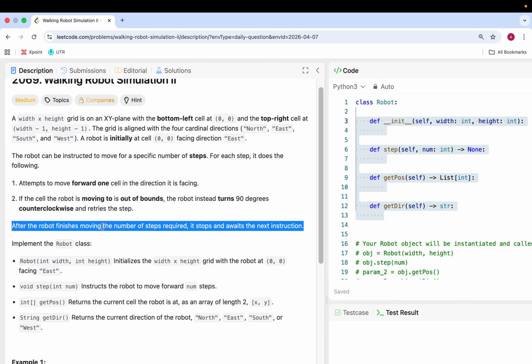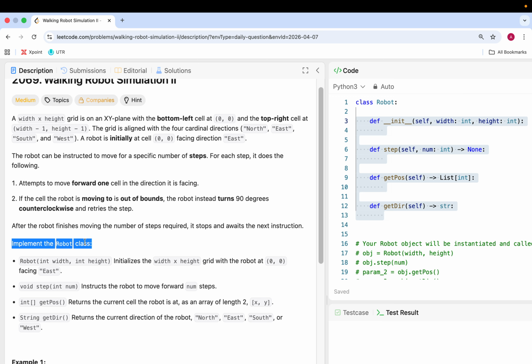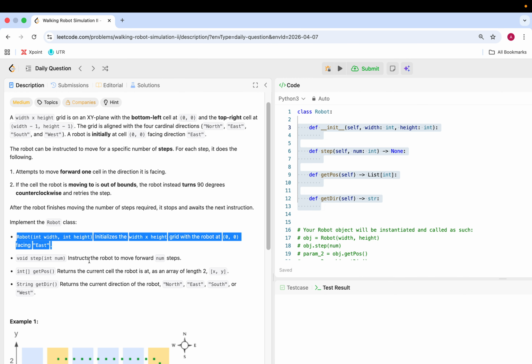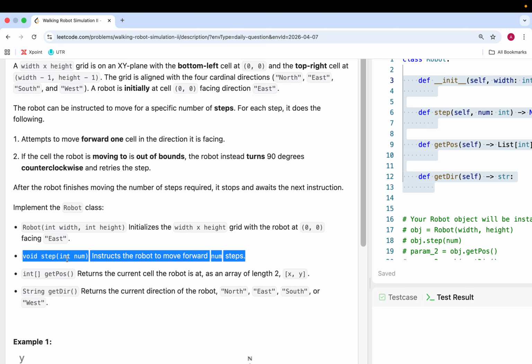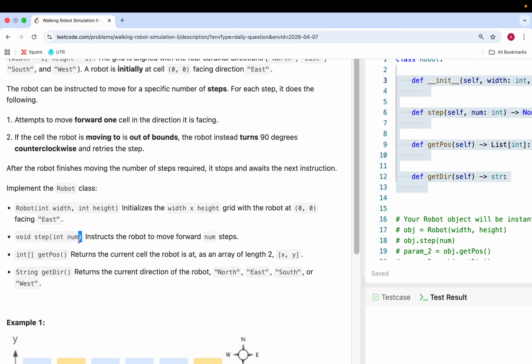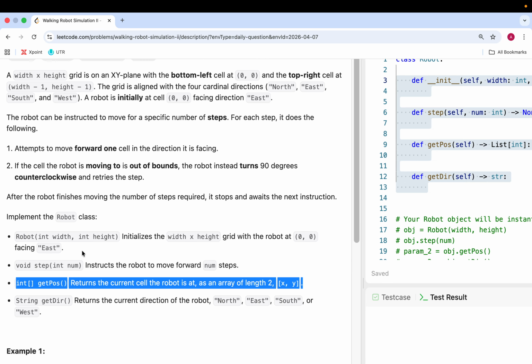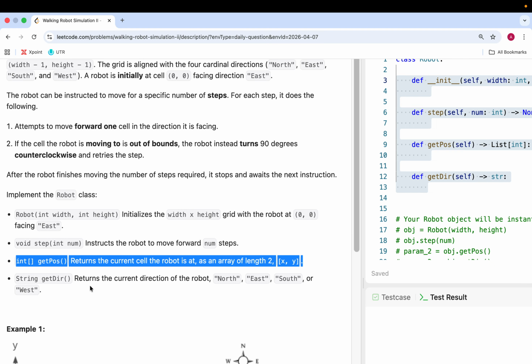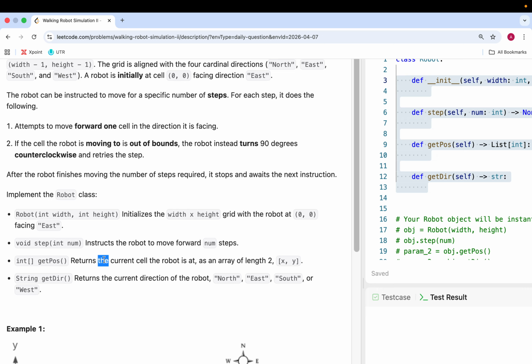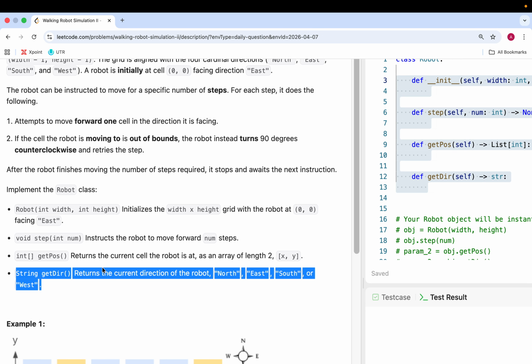Wait, won't it just go along the borders forever? Okay. Implement the robot class. Robot int width height. Initialize the width by height grid. Yep, sure. Void step, so instruct to move forward this many number of steps. Okay. Get position tells you the position, and then get direction tells you what way it's facing.